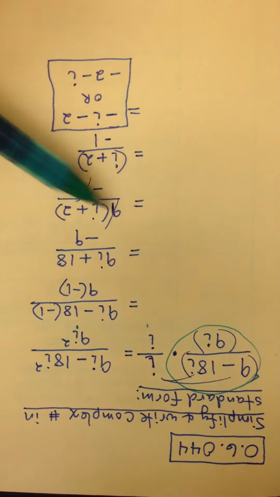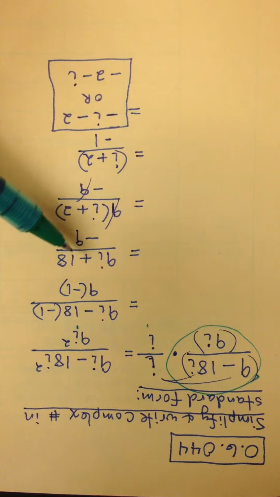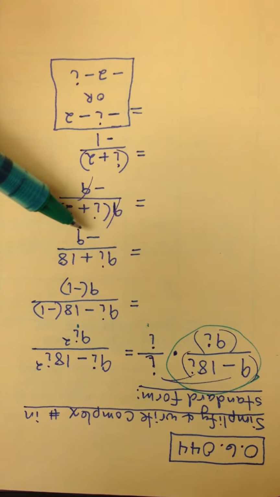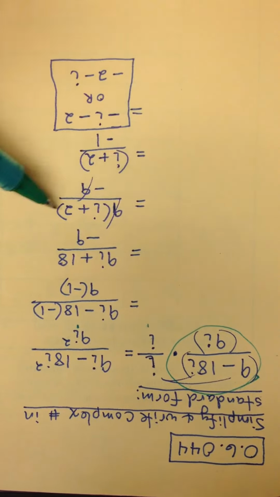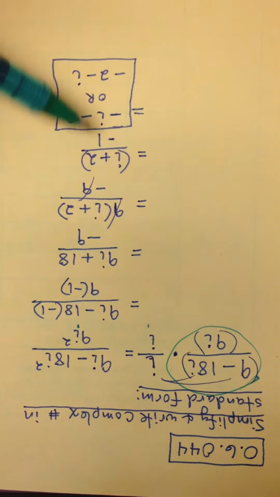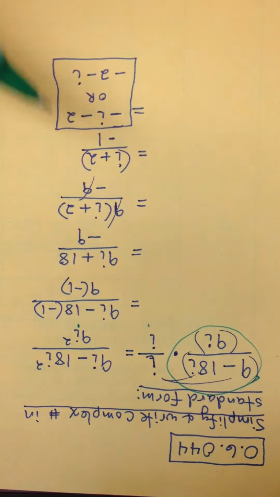Now that I have it on the outside, because remember, I cannot cancel part of addition or subtraction, so I can't just cancel these 9s here. However, if I change this to a multiplication, I can cancel these 9s, leaving me with just an i plus 2 on top and a negative 1 on the bottom.